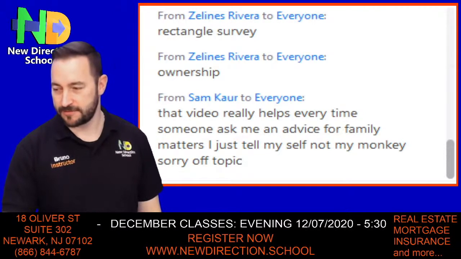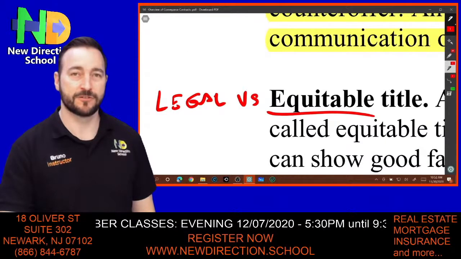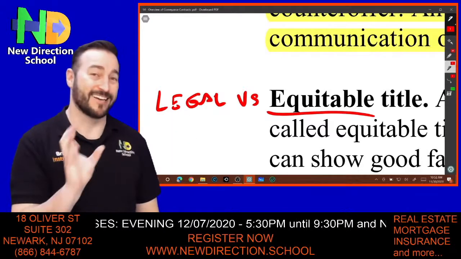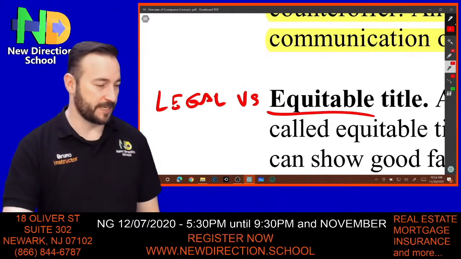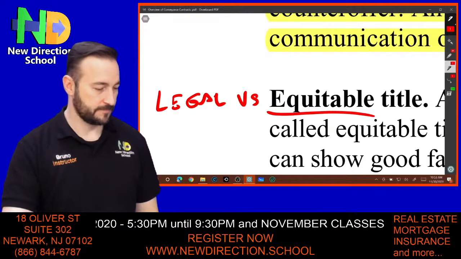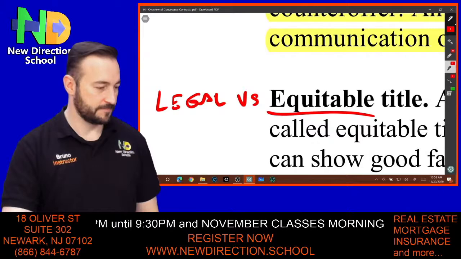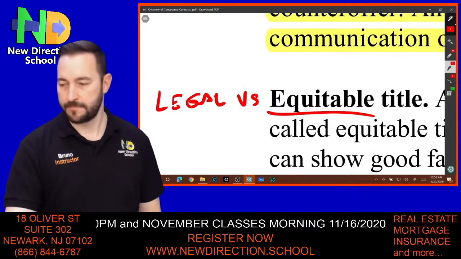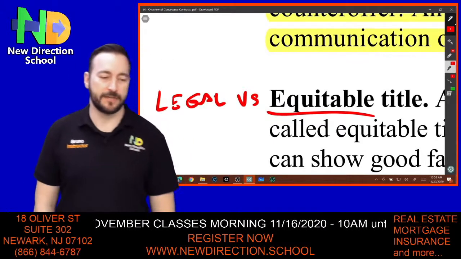Still waiting on the answer. I only got ownership from Zaline, but there's more. The difference is ownership. Great. What kind of ownership? Because they're all ownership. Both of these are kinds of ownership, but what's the difference between them? It's related to ownership, yes. Legal versus equitable.